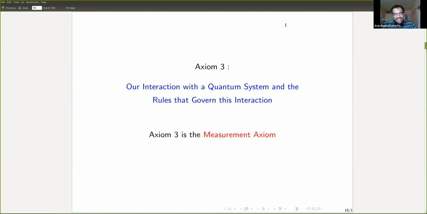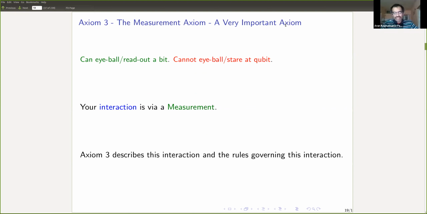Because if you store a bit on a register, you can just read it. But a quantum system is what is called a microscopic object. It is very delicate, so even a benign stare at it will modify it. Okay, so you cannot eyeball a quantum state. Just as you read out a classical register, you cannot eyeball a qubit. Your only interaction with a quantum system is through what is called a measurement. And axiom 3 tells you the rules of this measurement, the rules of this interaction with a quantum system.